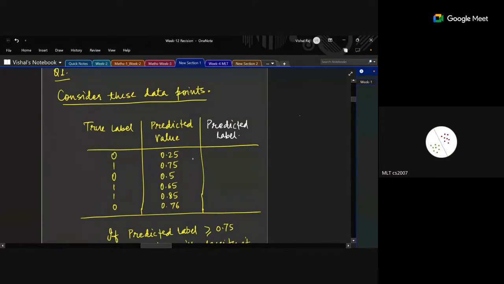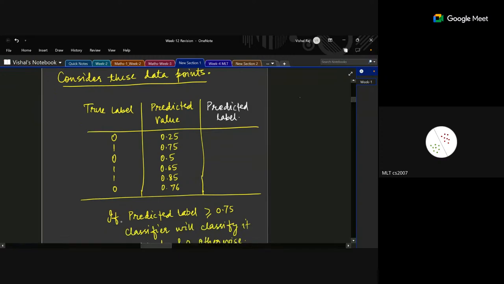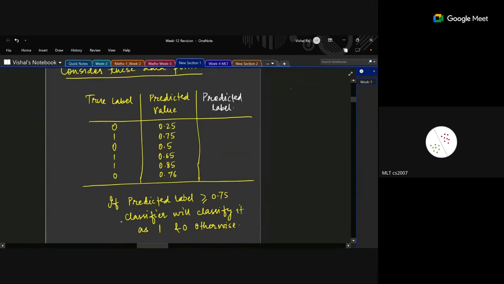So you have been given a true label for the data. There was some data, and according to that data, we have calculated with some classifier, and we got the predicted value. You don't have to worry about which classifier we have used. Just that we used some classifier and got the predicted value as this. And the true label that was available from the data set was given. On this basis, there is some information given also.